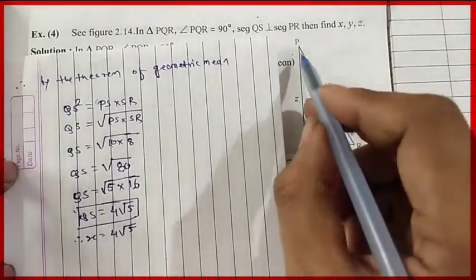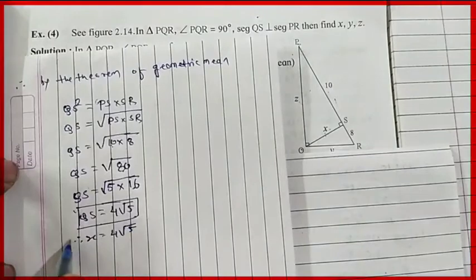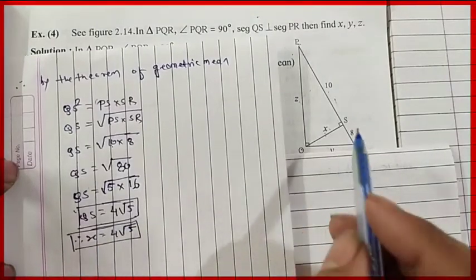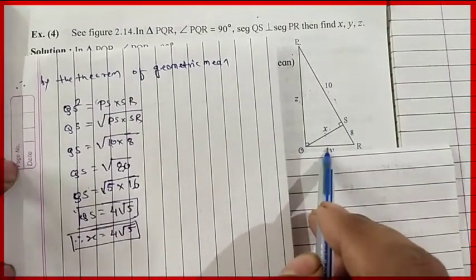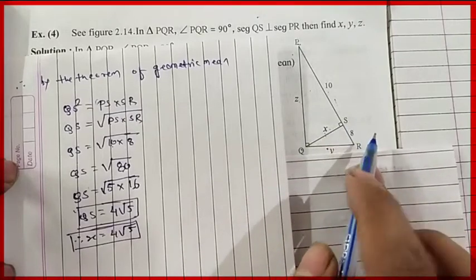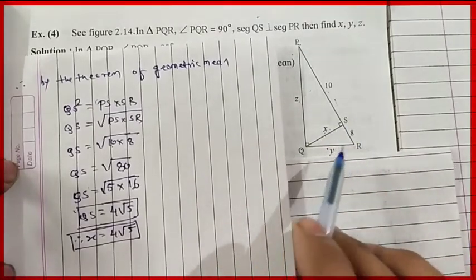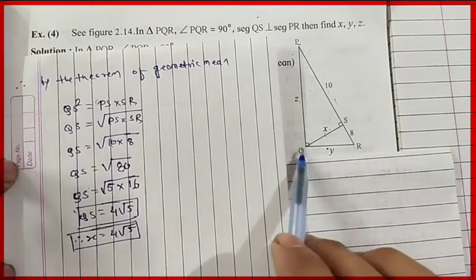Okay. Now, next, we have already calculated X. Now, for Y. For Y, we know that in right angle triangle RSQ or QSR.